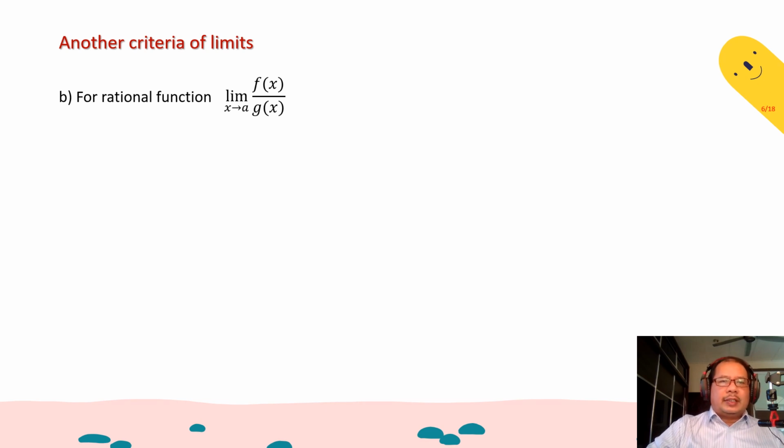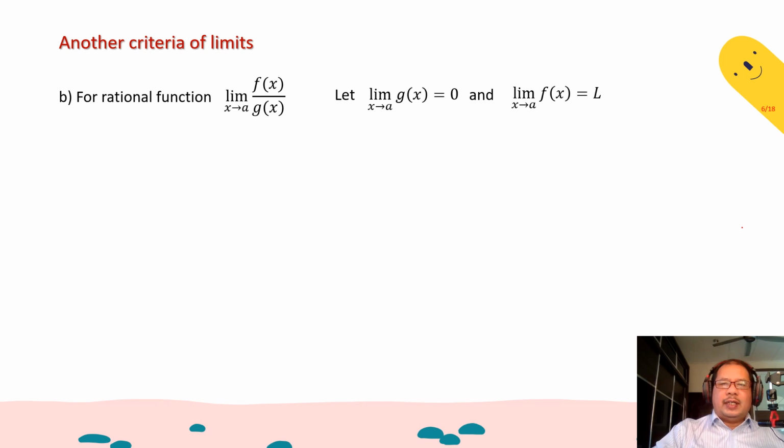Okay, for a rational function, limit as x approaches a of f(x) over g(x), and the limit as x approaches a of g(x) equal to 0, and the limit as x approaches a of f(x) equal to L. g(x) goes to 0, so the denominator becomes 0, and the numerator is equal to the value L. Okay, so if L is positive, now the limit as x approaches a from the right of f(x) over g(x) equals positive infinity. That means L is a positive value.